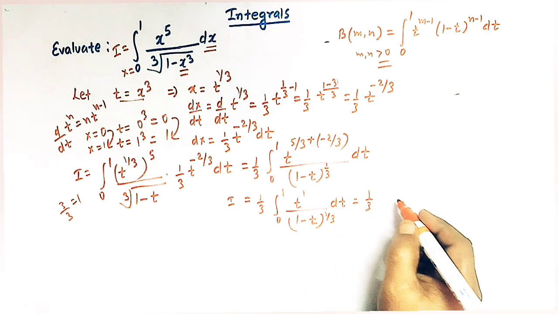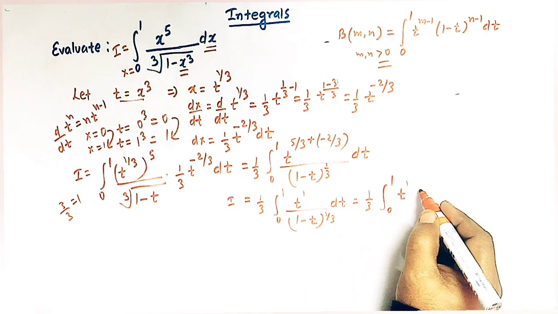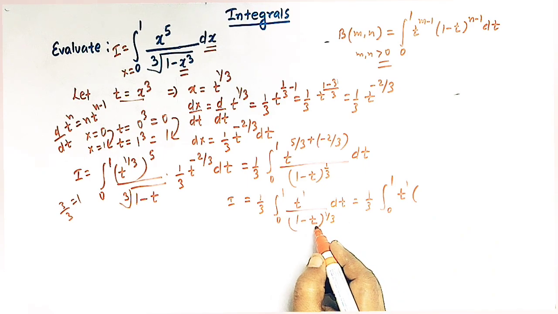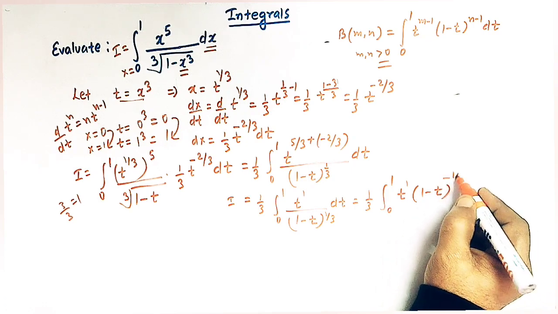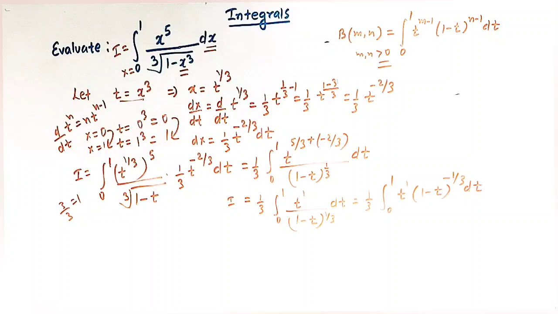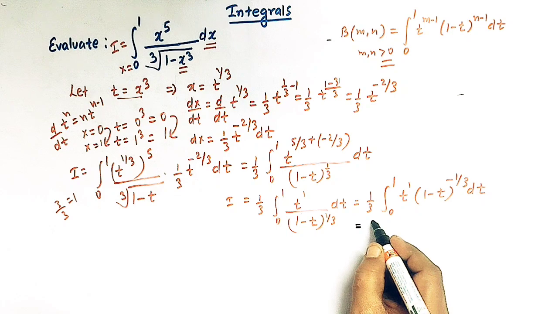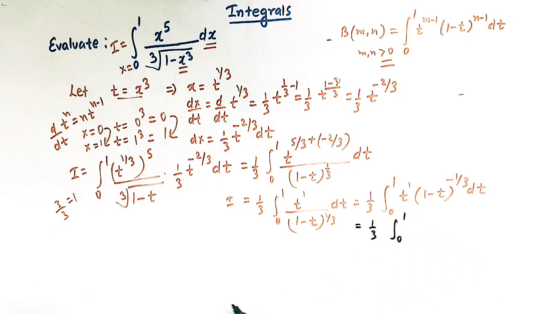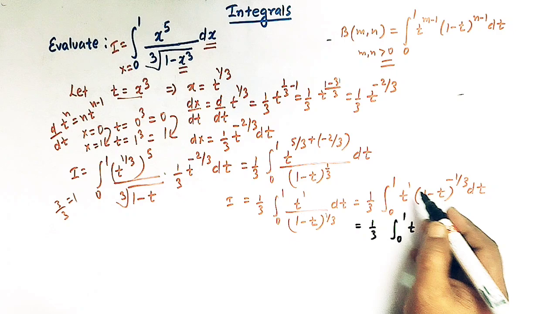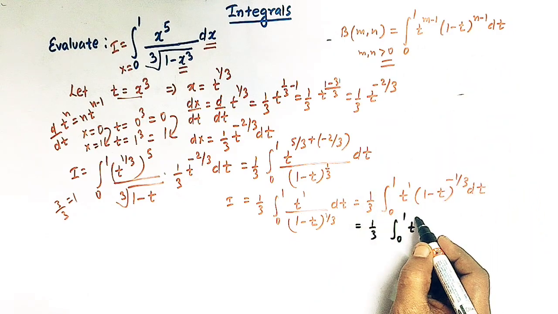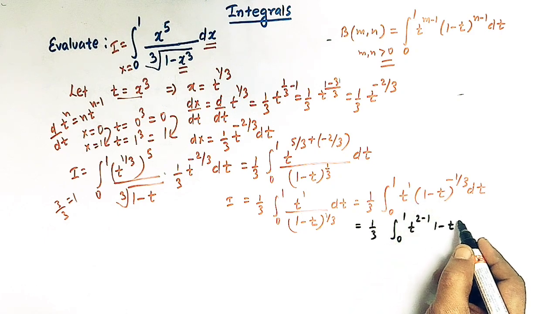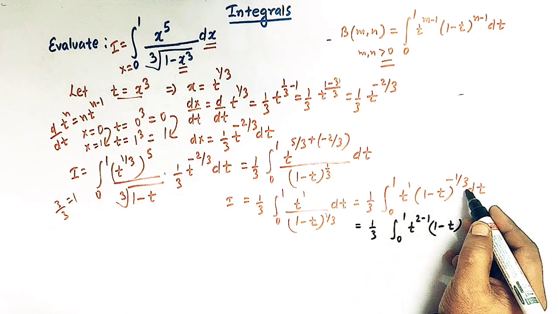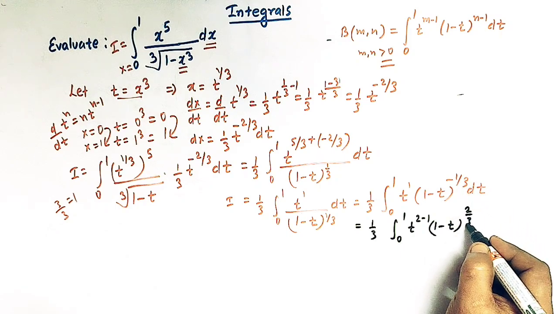Now we can write 1 over 3, 0 to 1, t raised to 1, and we can take 1 minus t raised to 1 by 3 to the numerator. We have 1 minus t raised to minus 1 by 3, and here we have dt. So now we can write 1 over 3, here we have 0 to 1, and t raised to 1 can be written as m minus 1. So we can write simply 2 minus 1, because 2 minus 1 is 1. And here we have minus 1 over 3, and minus 1 over 3 can be written as 2 by 3 minus 1.